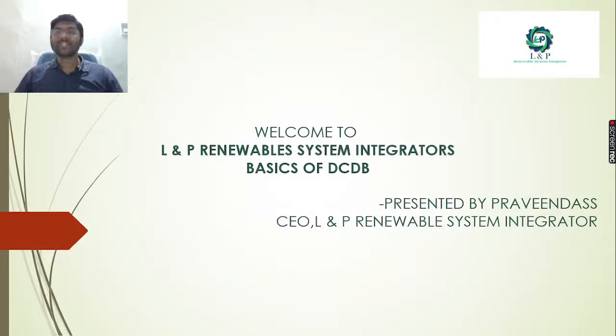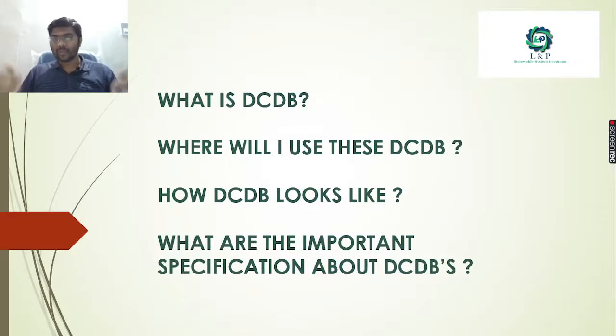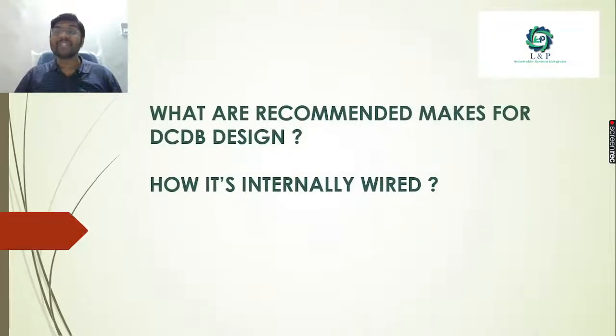Today we are going to discuss some of the basics of DCDB, that is Solar DCDB, Direct Current Distribution Board. So basically today what are the things that we are going to discuss? Before entering the topics, let us ask some questions to ourselves, and at the end of the session we are going to find the answer for all these questions. What is DCDB? Where will I use DCDB? How does it look like? What are the important specifications about the DCDB? What are the recommended makes for the DCDB design? And how is it internally wired?